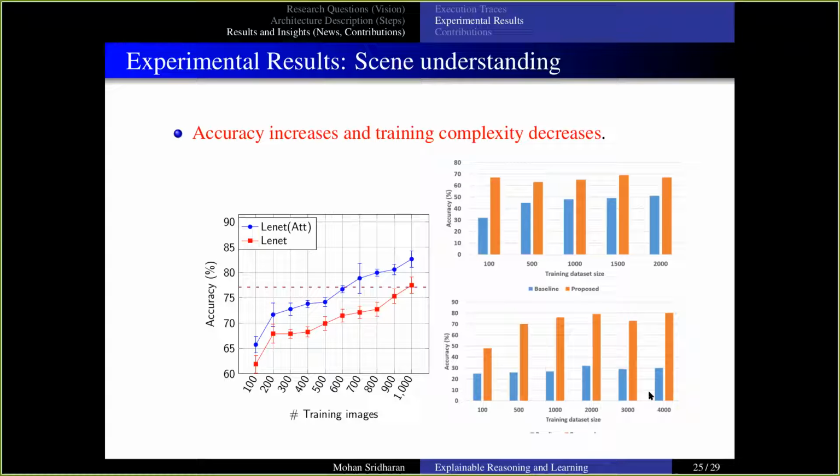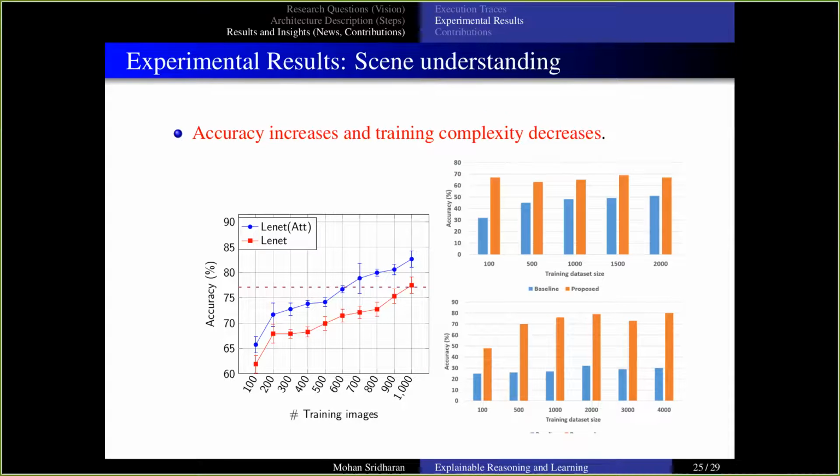This is answering questions based on limited images. The blue curve is again the state-of-the-art system. On the x-axis is the number of training images. You can see that even with a very small number of training images, you get a really high accuracy with our system, which is the orange bars.